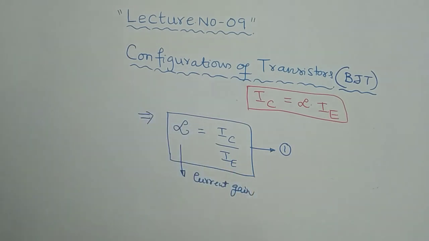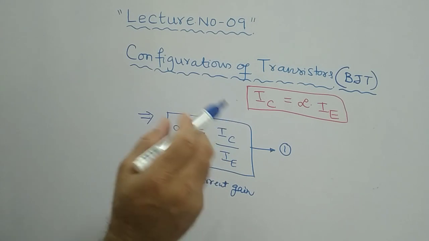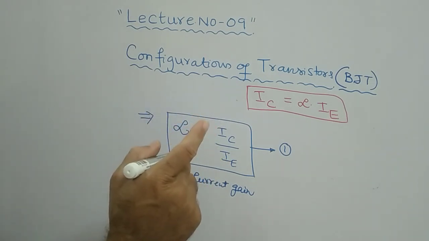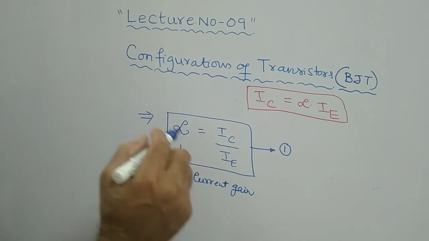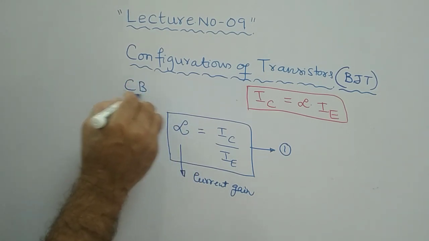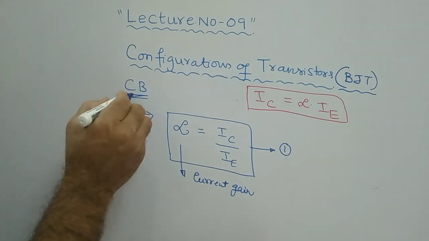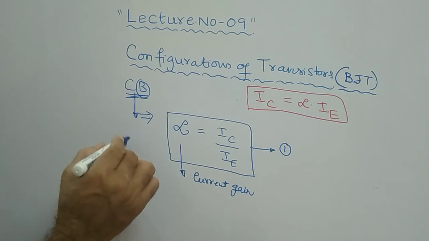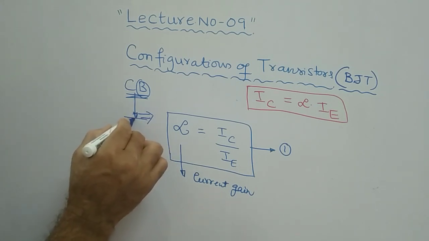Alpha is the current gain. Obviously, the first configuration which we are going to see now is called CB configuration. The first configuration which we are going to discuss is CB configuration. In CB configuration, the base terminal will be kept as common.